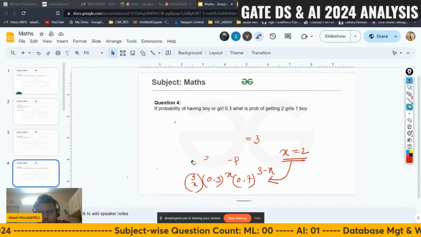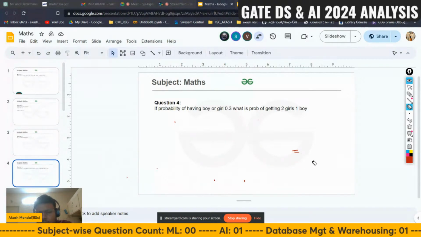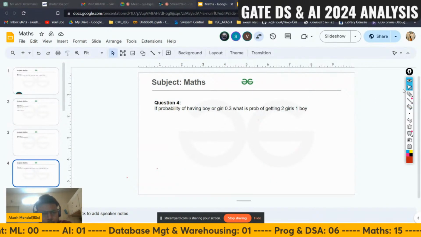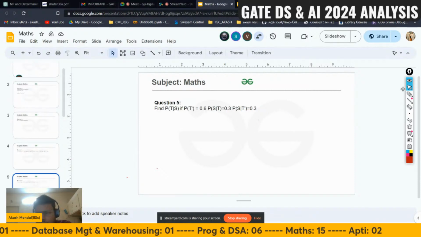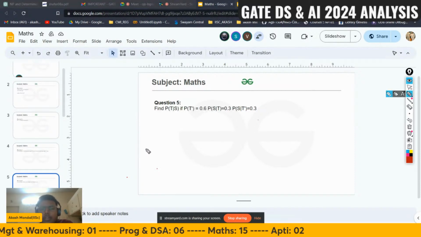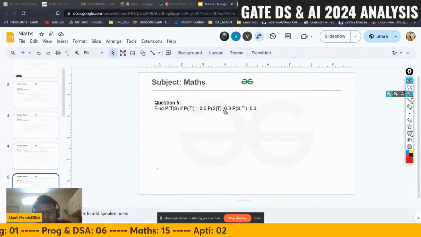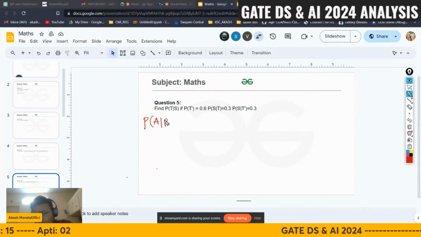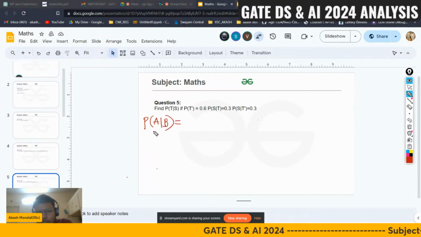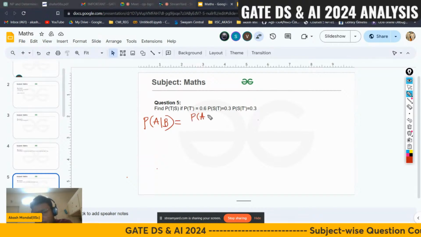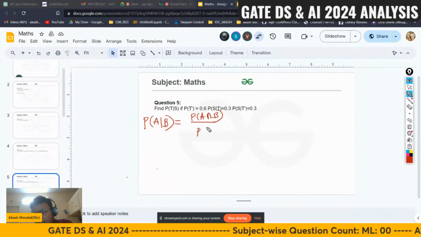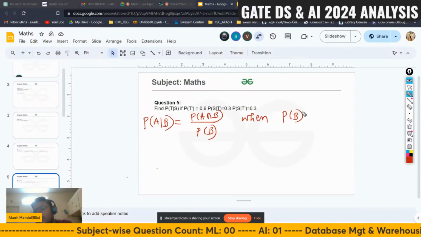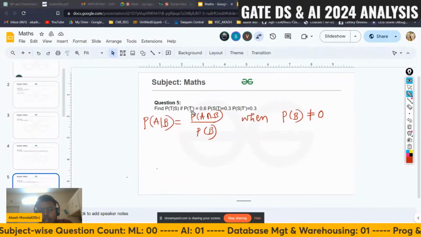Now we'll move on to the next question. This is also a question of probability theory. It's a conditional probability question. To solve this, you just need to know this formula: the probability of A given B is the probability of A intersection B divided by the probability of B, when the probability of B is non-zero. Now let's calculate the value.